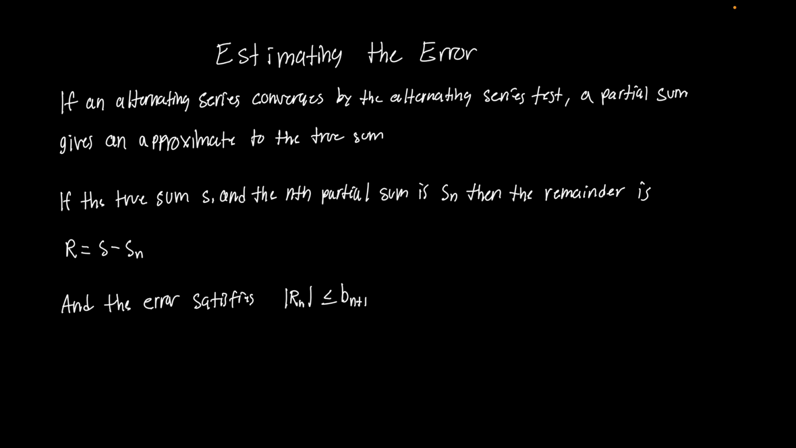If an alternating series converges by the alternating series test, then a partial sum gives an approximation to the true sum, and the error is really easy to estimate. So we say that if the true sum, which we denote as s, and the nth partial sum is s_n, then the remainder is just the true sum minus the partial sum, or s minus s_n, and the absolute value of the error is less than or equal to the next term. So basically all it's saying is that the error is at most the size of the next term.